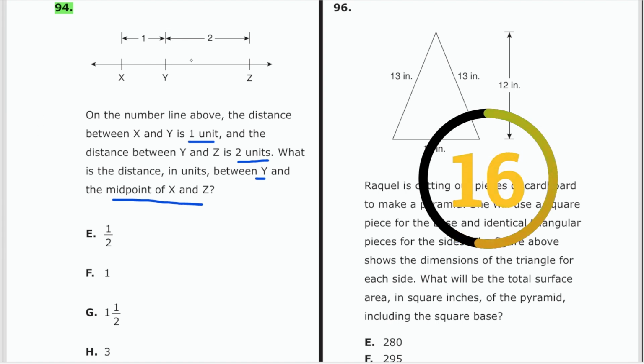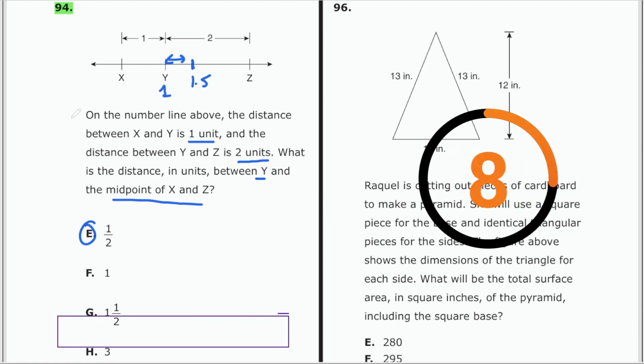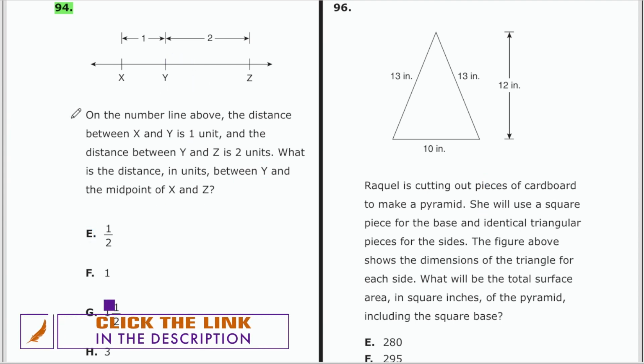So the midpoint of x and z is somewhere here. That will stand for 1.5. This is just 1. The distance here is half. The answer is E. How was I able to do this problem so fast?